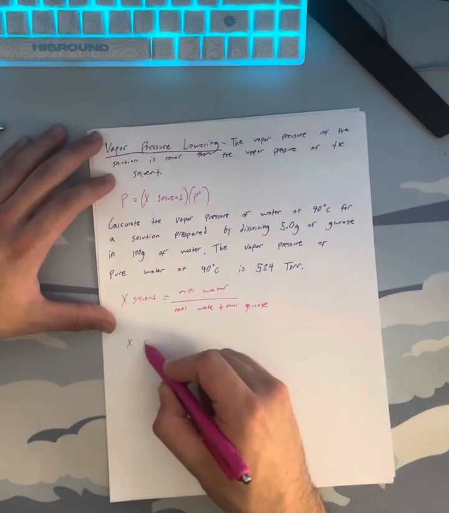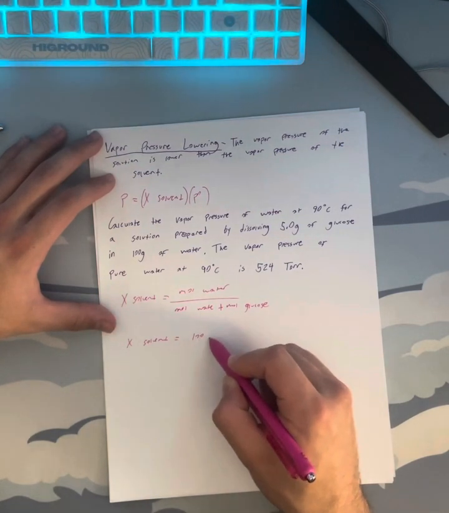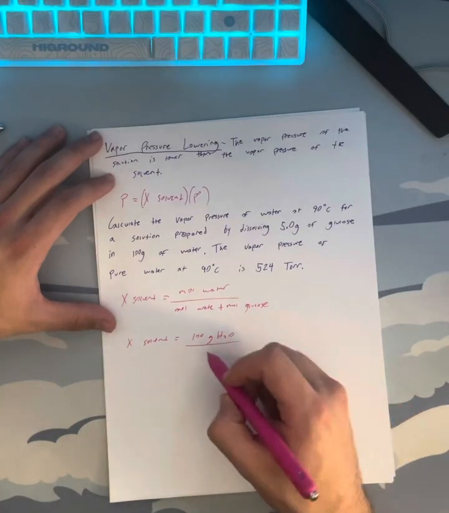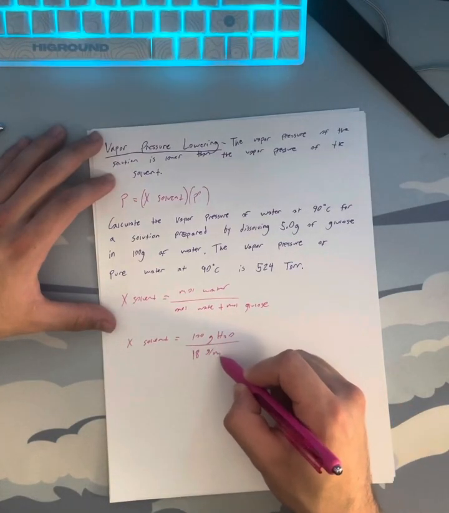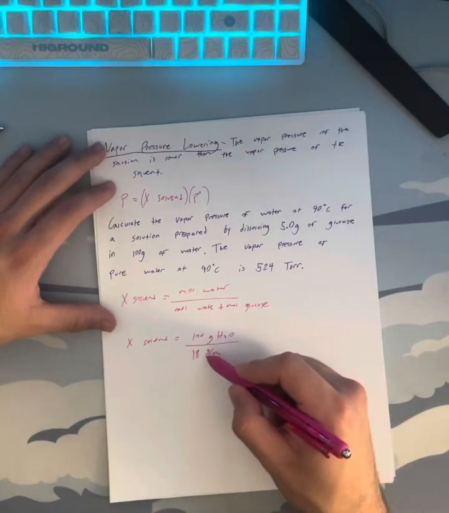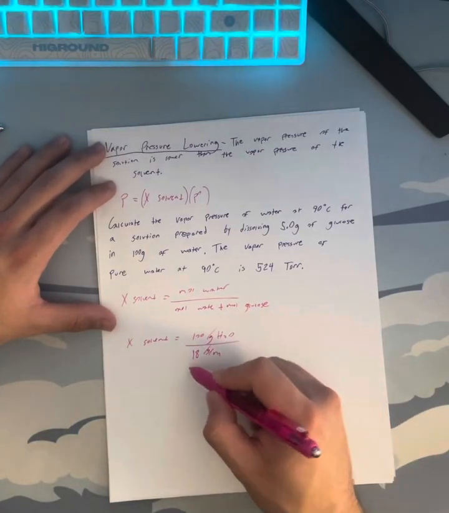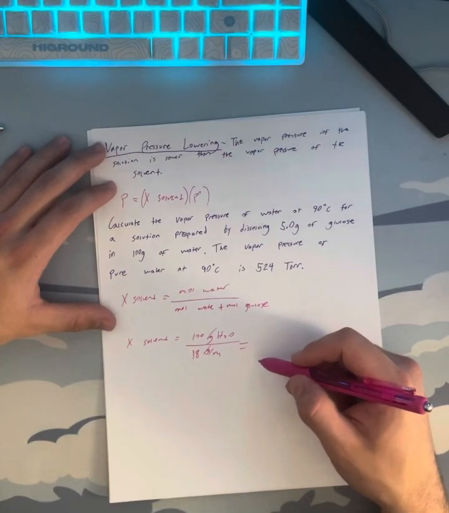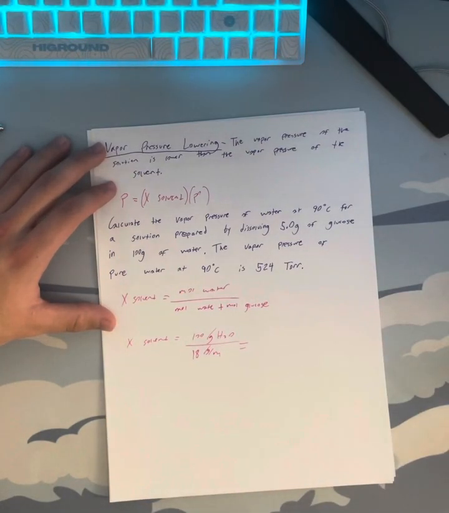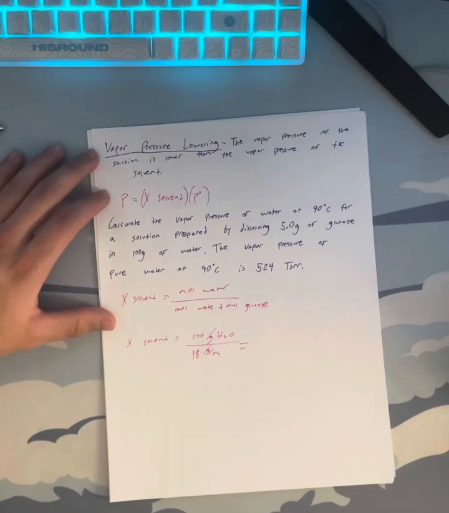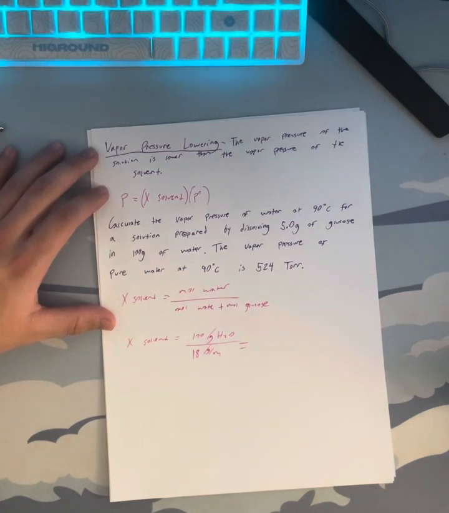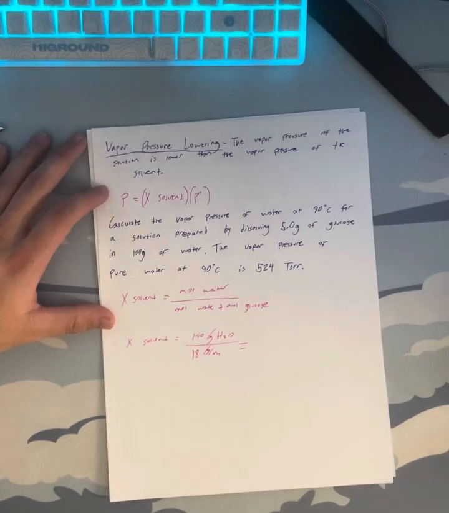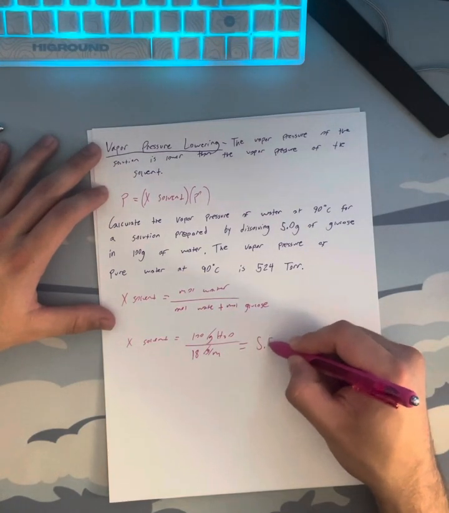For water, we have 100 grams of water divided by 18 grams per mole, which is the molar mass of water. So grams cancel, which equals 5.55 moles.